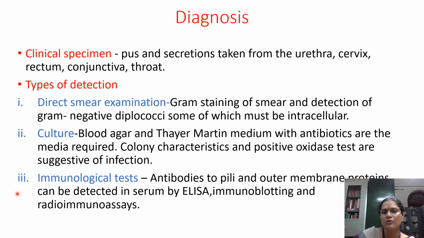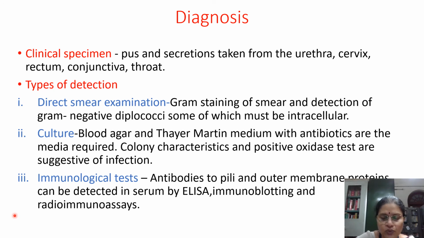And the third most commonly done and most rapid test is the immunological test. Here we are not going to take these samples, instead we are going to take blood. From blood we are going to separate the serum, and in the serum we are going to detect the presence of antibodies specific to this gonococci. As I said before, there are certain antigens which are very specific for gonococci. One is pili, and there are 3 other antigens I mentioned before which are present in the outer membrane. Right? So for these antigens there will be antibodies generated inside the patient's serum.